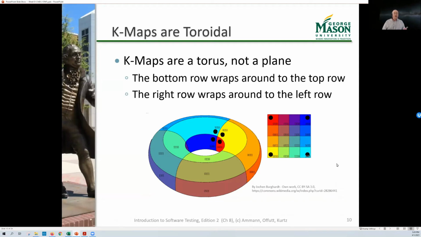So I see a question on the chat about 3 variables. There's actually nothing magical about 3 variables. You can do a Karnaugh map with 2 variables, you can do it with 3, you can do it with 4. When you get past 4, you can still do it, but you have to start making multiple copies of it, because on paper we can't really do a nice 3rd dimension, right?